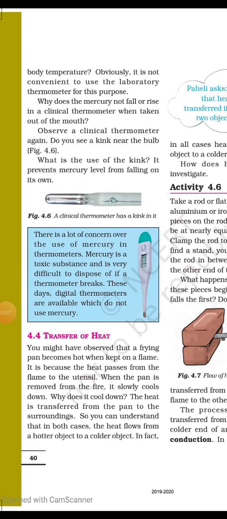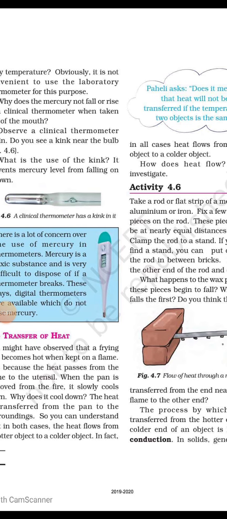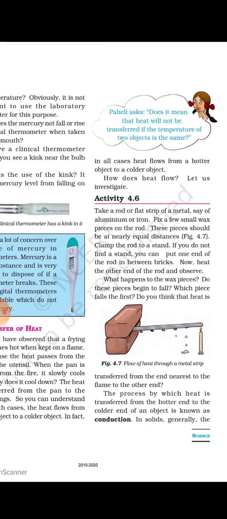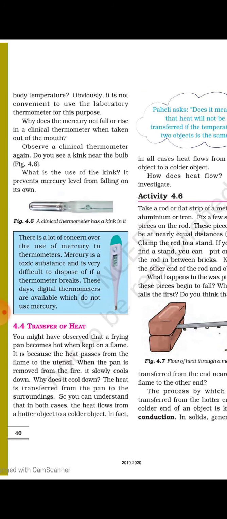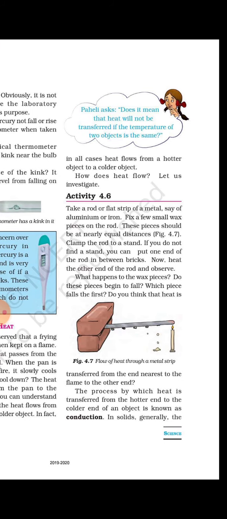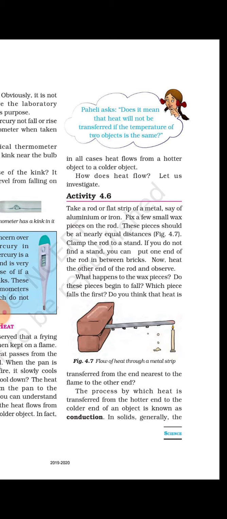Next, transfer of heat. See, in some objects like a frying pan, if you take it out from the flame, what happens? It passes the heat from the flame to the utensil. When the pan is removed from the fire, what happens? It slows down. After that, the heat is transferred from the pan to the surroundings, so that is how heat is removed from the frying pan after it is taken out from the flame. One activity is given similar to that.